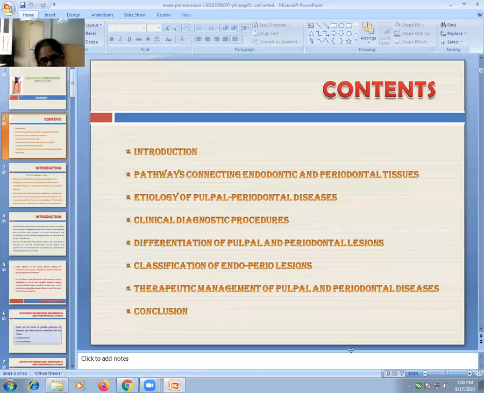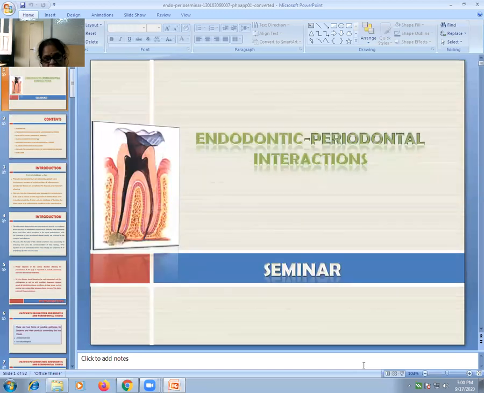Today's topic is the Endo-Perio relationship. You must be aware that the heading itself tells us about diseases of endodontic origin as well as periodontal origin together. So what is the interaction between them, and how are they transferred from each other? That we are going to discuss today.